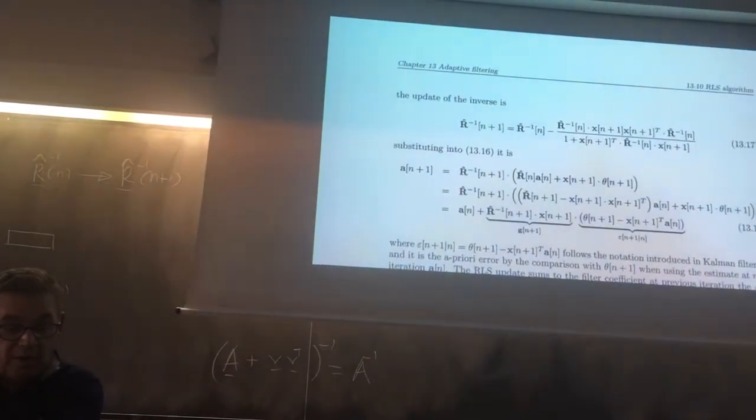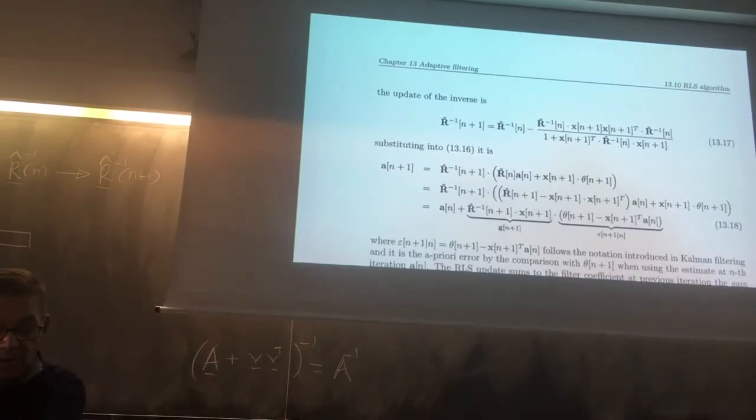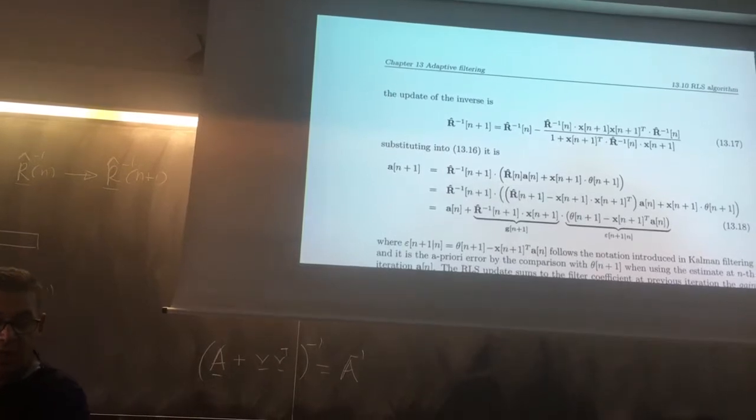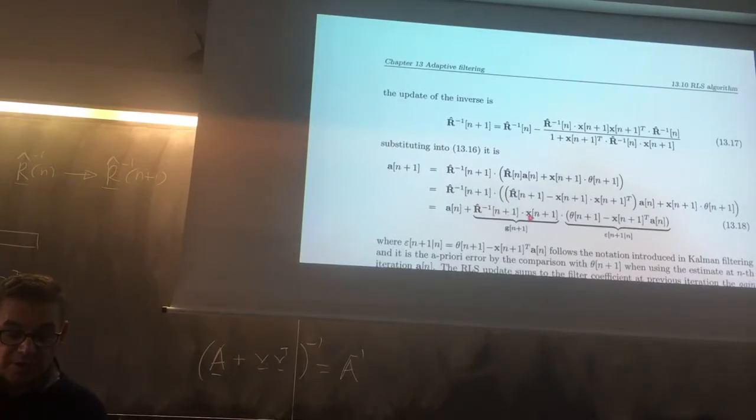This one is the inverse, and that is the error. Everything goes inside, so this is a term that is not computed by computing the inverse. And this is the new data. So the update of the filter is obtained from the filter in the previous iteration, plus a gain multiplied by the so-called error. This is the new update formula.